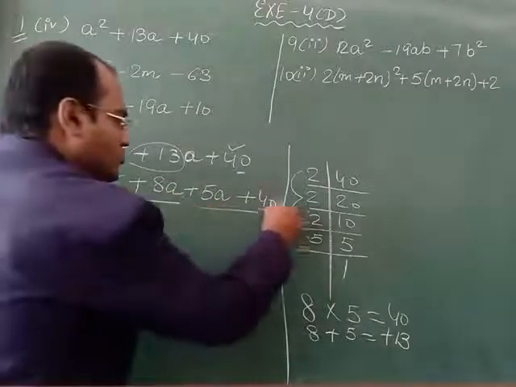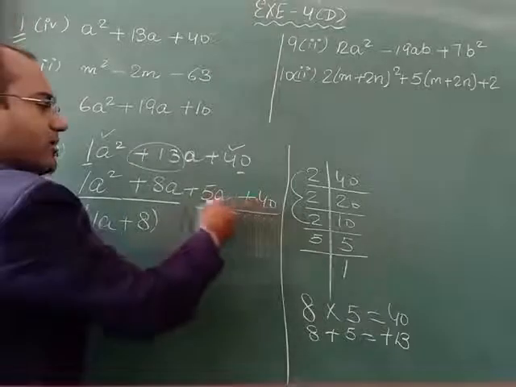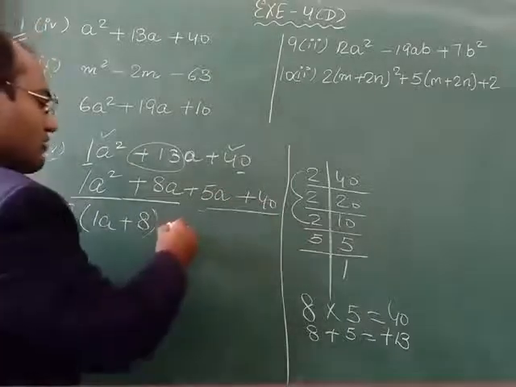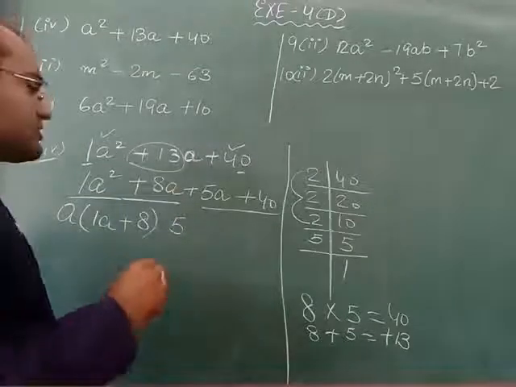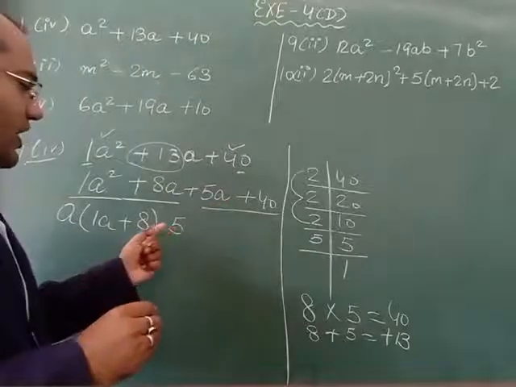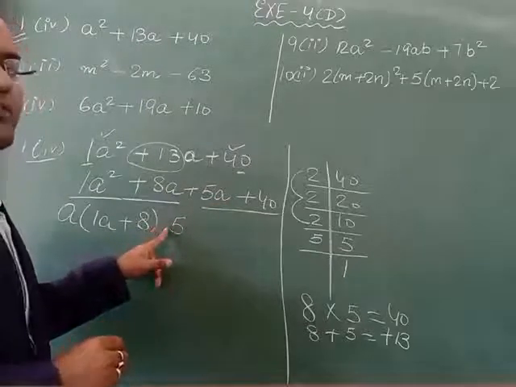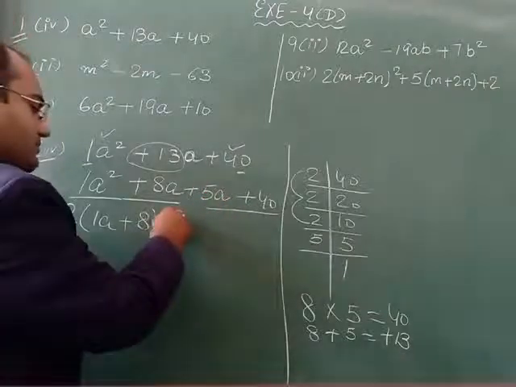Now from these two terms also we will take common. What will we take common? These both numbers come in the table of 5, so we will take 5 common. But one thing you have to remember here: the sign is compulsory. You have to take the sign also common. So either you have to take plus 5 here, or minus 5. Since both have a plus sign, we will take plus common.